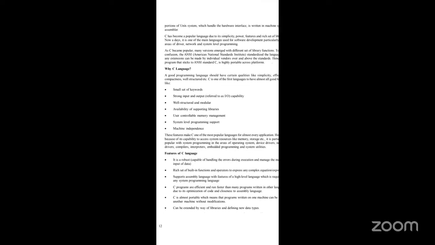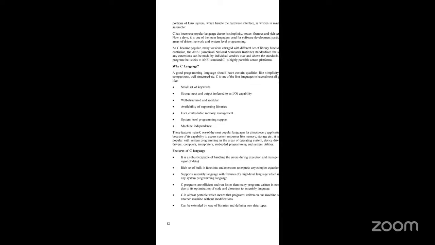Why should we use C programming? Because ANSI, the American National Standards Institute, standardized the language. C has a small set of keywords, strong input and output, and well structured modules. Then there is availability of supporting libraries, controllable memory management, system level programming support, and machine independent features.